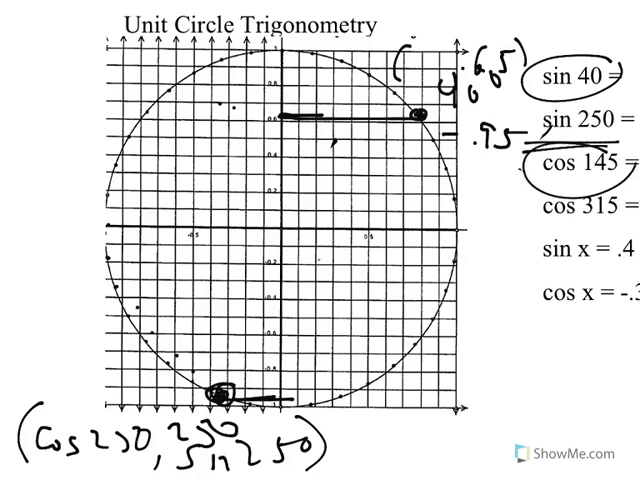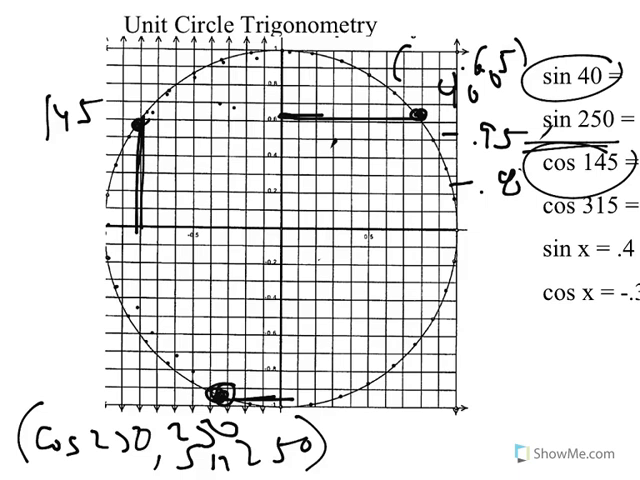If I want to know what cosine of 145 is, I go over here. Here's 90, 100, 110, 20, 30, 40. Here's 145 degrees. For this one, I want the x-coordinate. And notice that the x-coordinate is going to be negative. And that's why cosine of 145 is about negative 0.8.